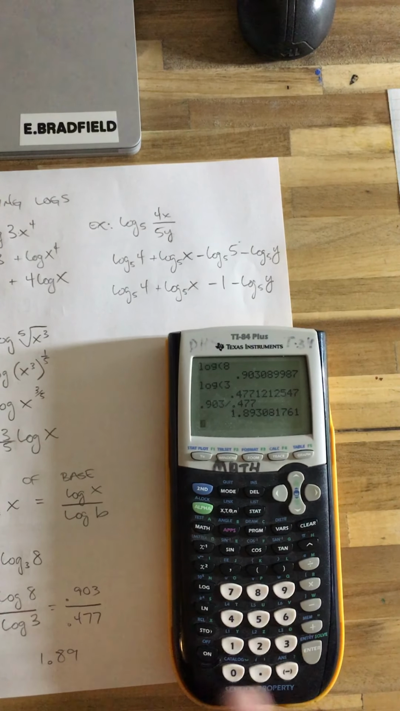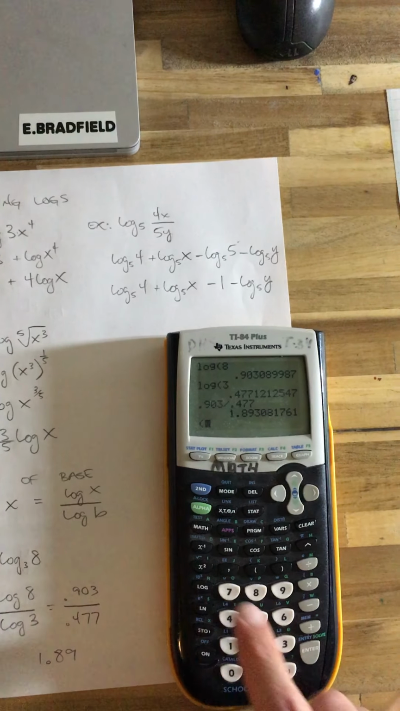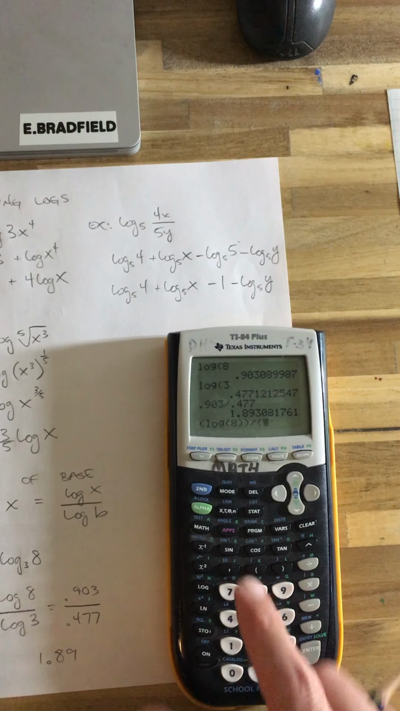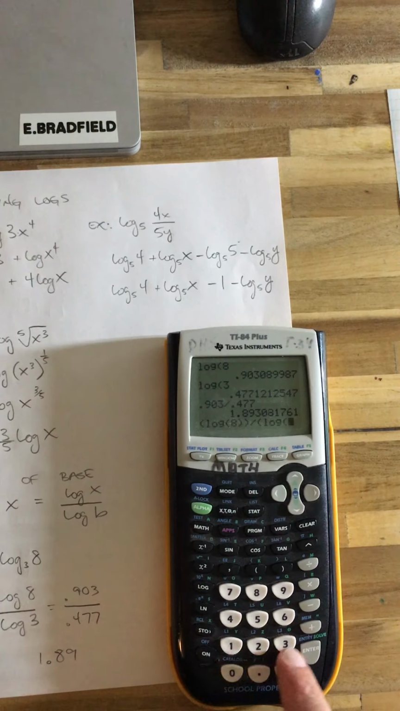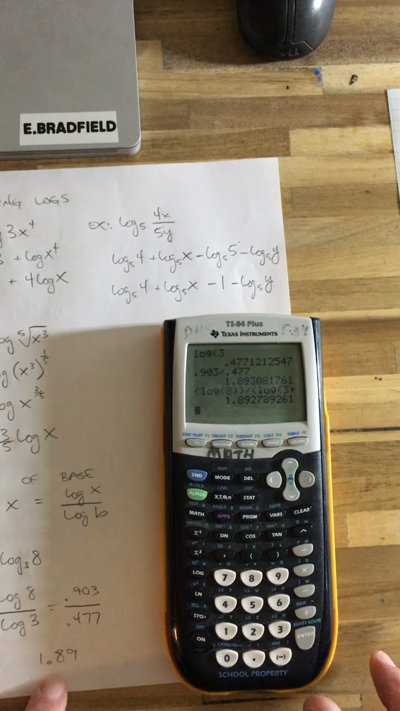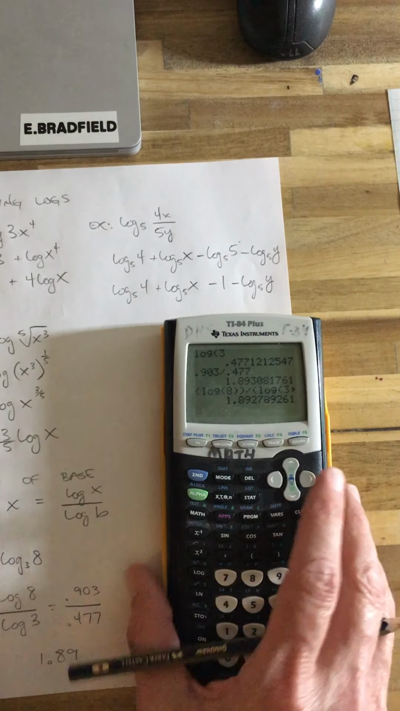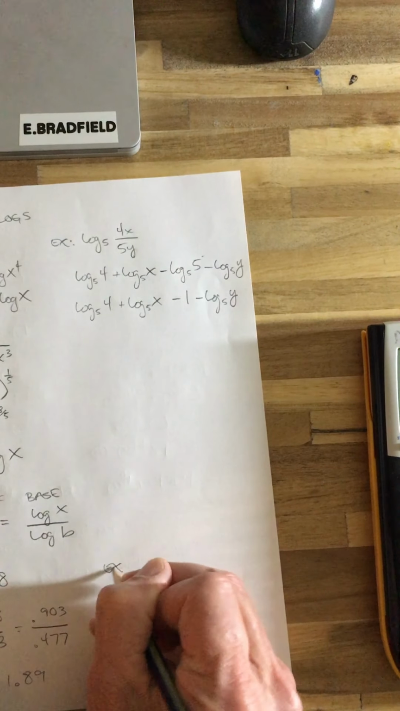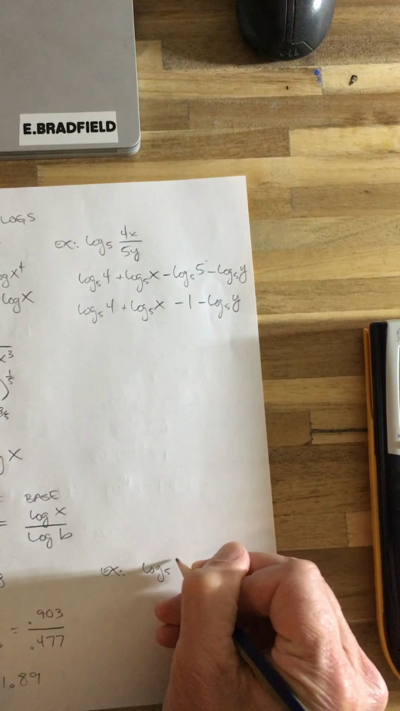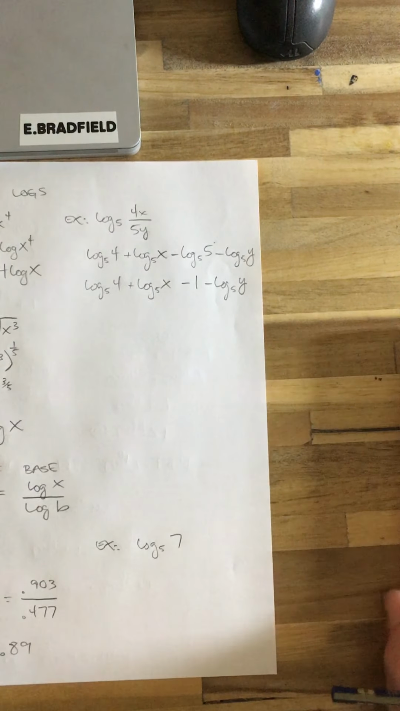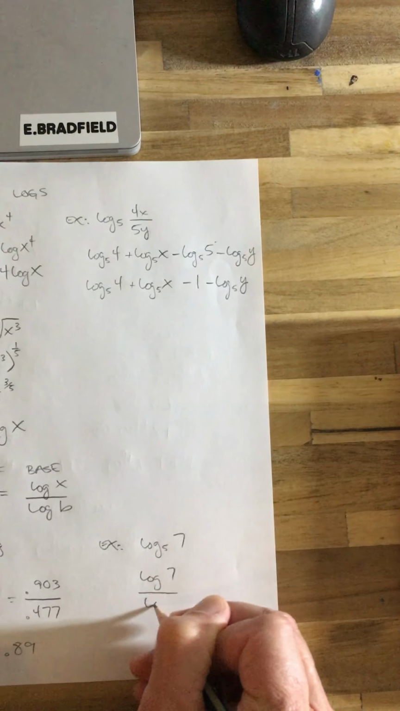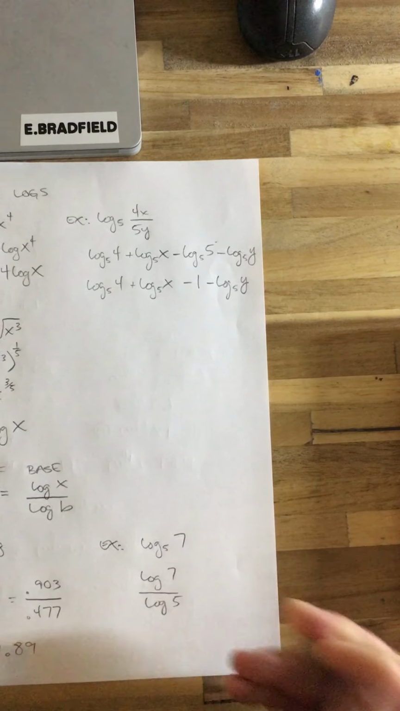Now you can get a better answer by just doing this. You can just go in parentheses, the log of 8 divided by, okay, parentheses, the log of 3, so the log of 3, hit equals, and you get 1.89, same thing, okay? So anyway, let's do one more, I have time. All right, so we have the log base 5 of 7. Okay, go ahead and change the base. All right, so that's the log of 7 over the log of 5.